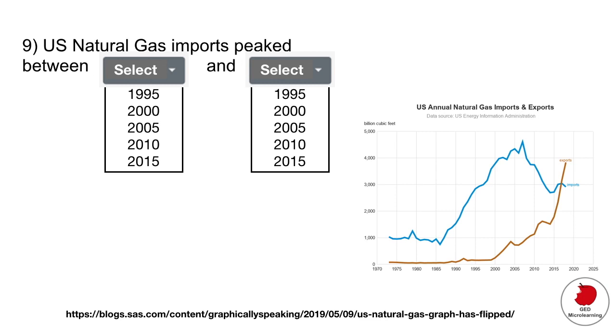All right, question 9. Question 9 is a drop-down menu question. Sometimes you'll get these drop-down menu options where you click on the little button and it gives you a drop-down of possible answer options. It's asking us to look at the graph and decide when U.S. natural gas imports peaked, between two dates, basically.